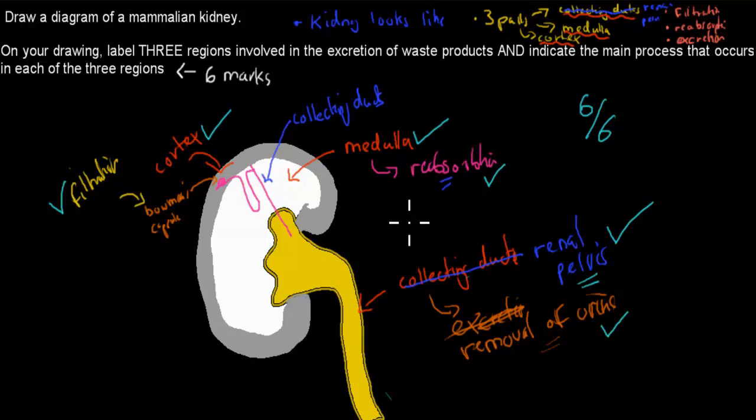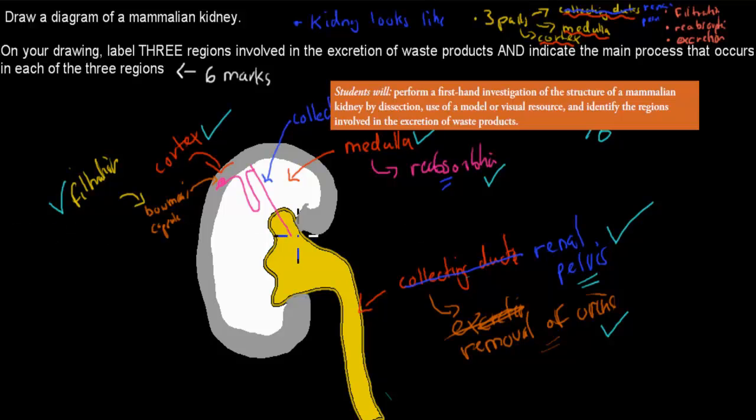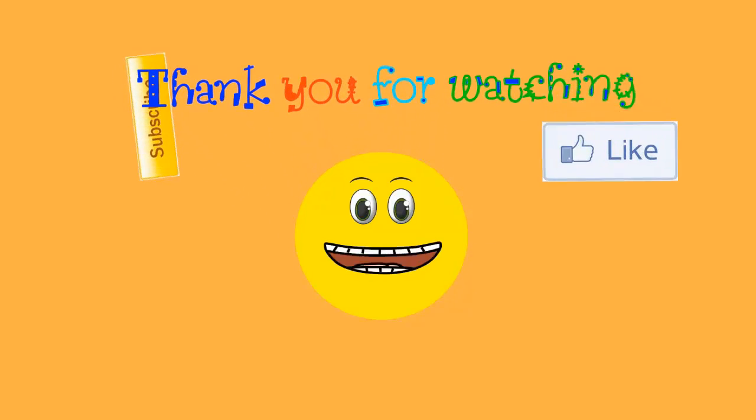So hopefully that was useful. And where does this come from? Sorry, before I leave, this one comes from this dot point. So we have our first investigation, which was the dissection of the mammalian kidney. The reason why we dissected is to look at the structure of a mammalian kidney. And also says to identify the regions involved in the excretion of waste products. And these were the three regions, the renal pelvis, the medulla, and the cortex. So hope that was useful. Thank you for watching.